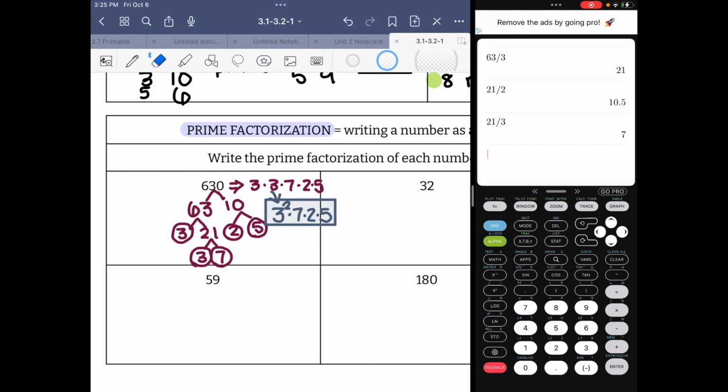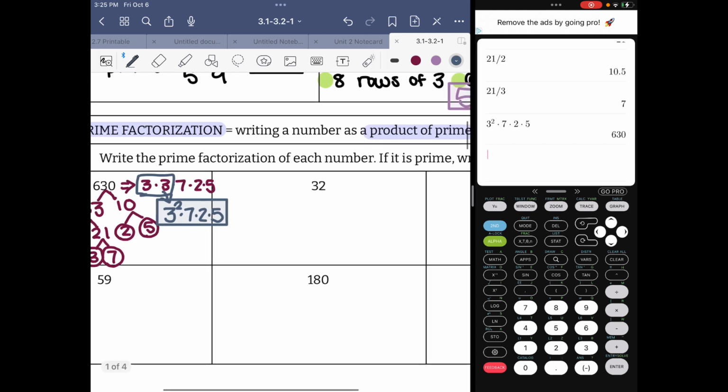What I do care about is that you realize that instead of writing 2 3s, you could just write 3 squared. So now 630 is being written as a product, or multiplication, of only primes. And if you want me to prove it, 3 to the power of 2 times 7 times 2 times 5 is 630. So you can easily check your answer if you need to.